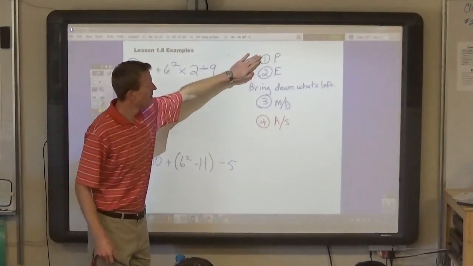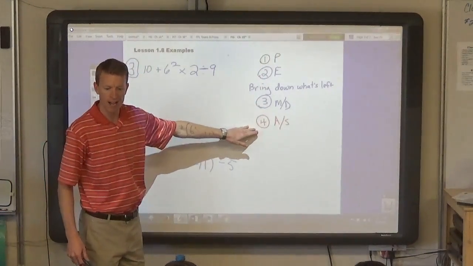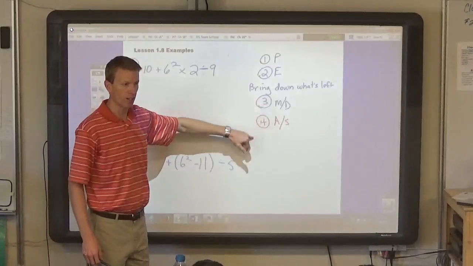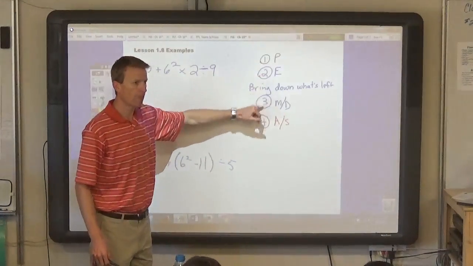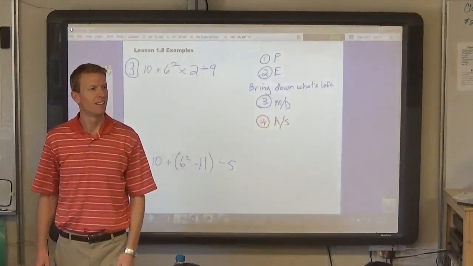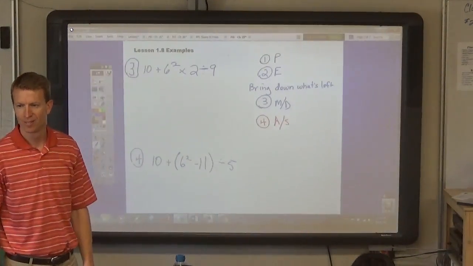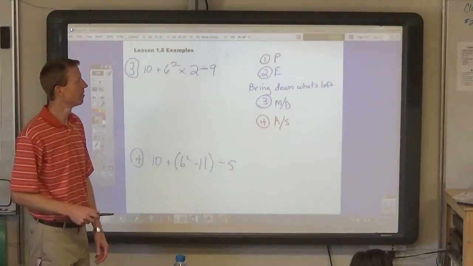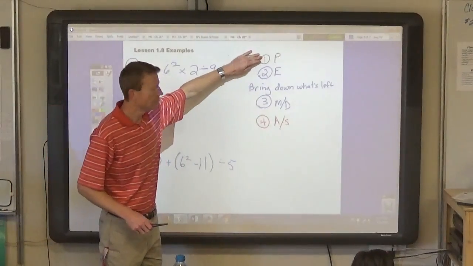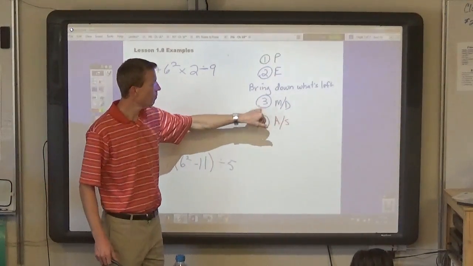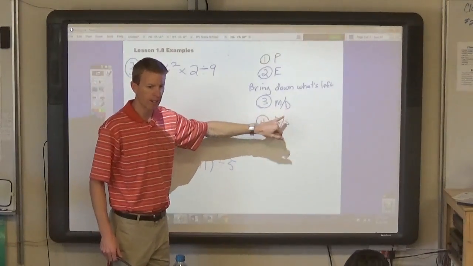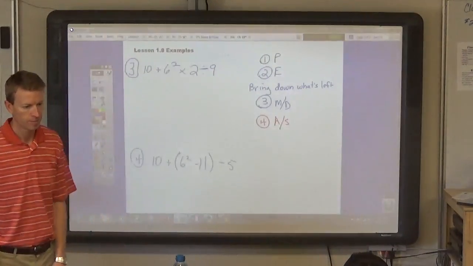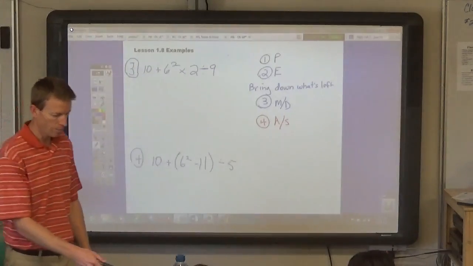Notice that I wrote this. And this would be really helpful for you to write on the side of your paper or at the top of your paper so that you can keep track of the order. And then you can simply check it off as you go. Jacob, you can get these later, okay? So write this on the side. Step 1 P, step 2 E, step 3 M/D, and step 4 A/S. Write that on the side. Keep writing it in.